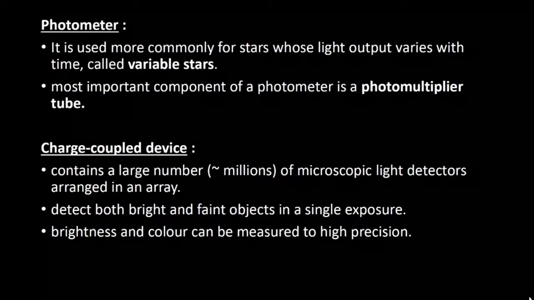And the last one would be the charge coupled devices. It contains a very large number of microscopic light detectors arranged in an array. So they detect both bright and faint objects in a single exposure, and brightness and color can be measured to very high precision using CCDs. Next slide.